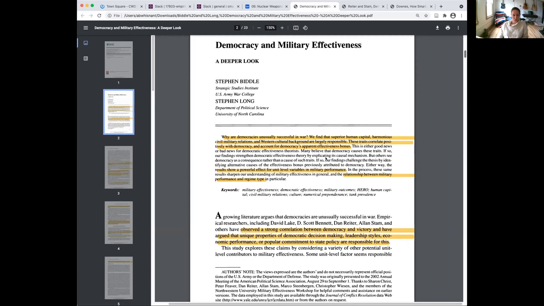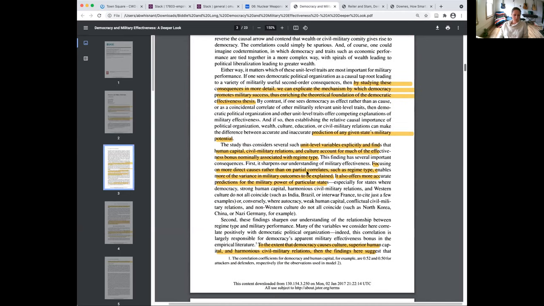So this paper in particular is looking at the effects of human capital, so education of citizens, skill levels, health, things like that. Civil military relations as a second variable, and cultural background of democracies. So the gap, I guess, here is they're trying to explore the mechanism by which democracies are better militarily. And the hook, I suppose, is that they want to be able to use that information to predict military outcomes for particular battles between different states.